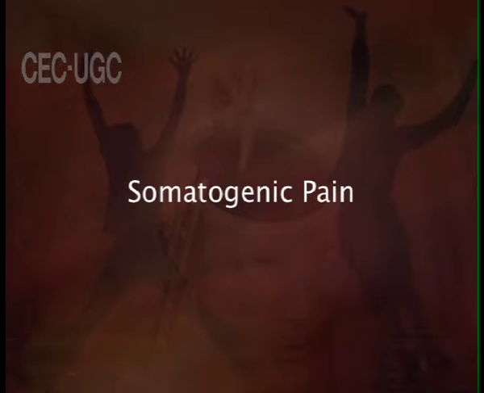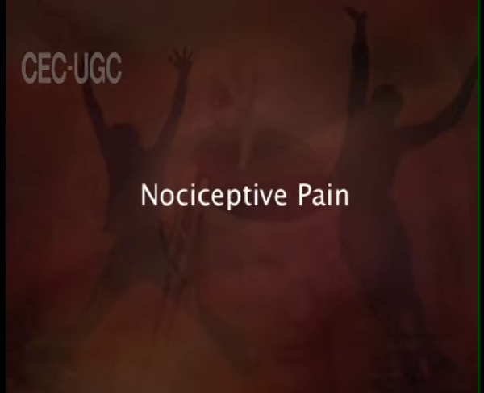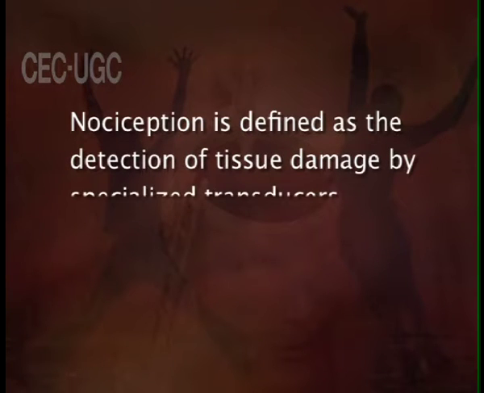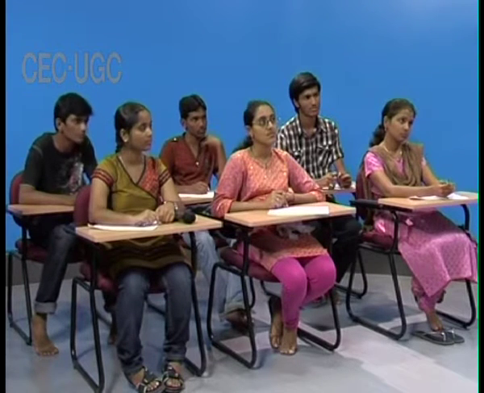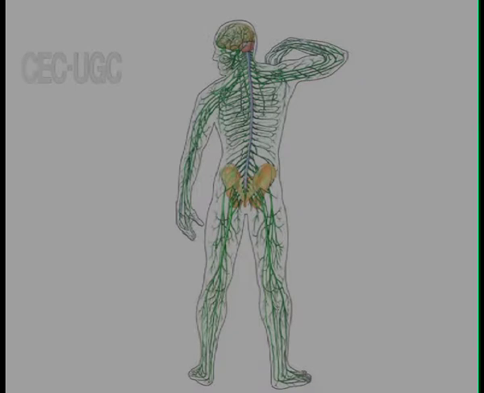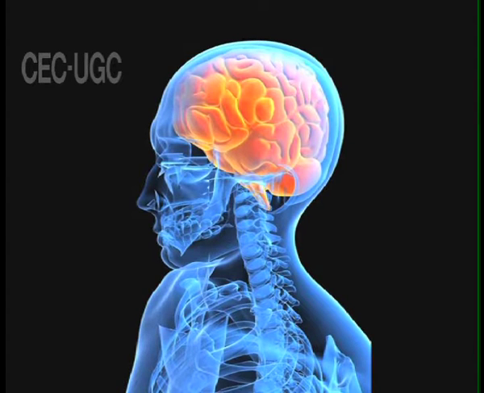Now, let us go into more details about the somatogenic pain category. The first one here is nociceptive pain. Nociception is defined as the detection of tissue damage by specialized transducers connected to A delta and C fibers. And in nociceptive pain, the pain is proportionate to the stimulation of the nociceptors. Nociceptors are the nerves in the periphery of the body. So, whenever something happens, say something pricks our skin, it is the nociceptors that recognize this change, and they are the ones which carry information to the brain, and then we experience pain.